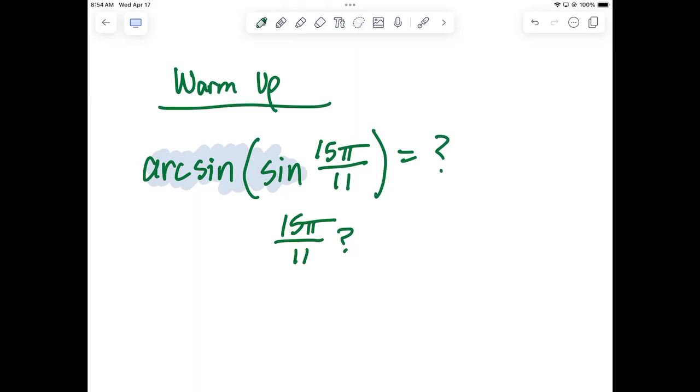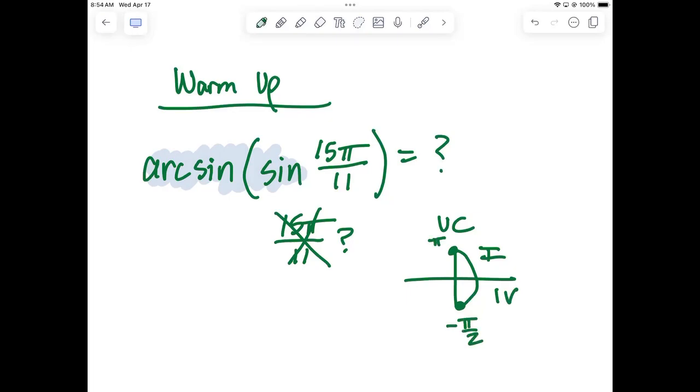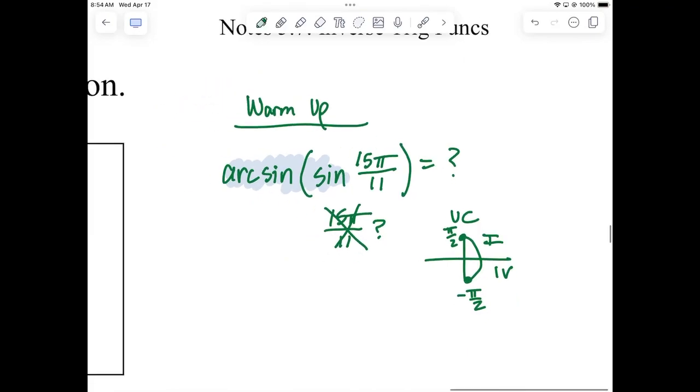No, it's not. It can't be 15 pi 11ths because it's not in the PVR of arc sine. On the unit circle, the PVR of arc sine, remember, is quadrant 1 and quadrant 4, which means it's from negative pi halves to positive pi halves. So remember how we do this. Freeberg did it yesterday.